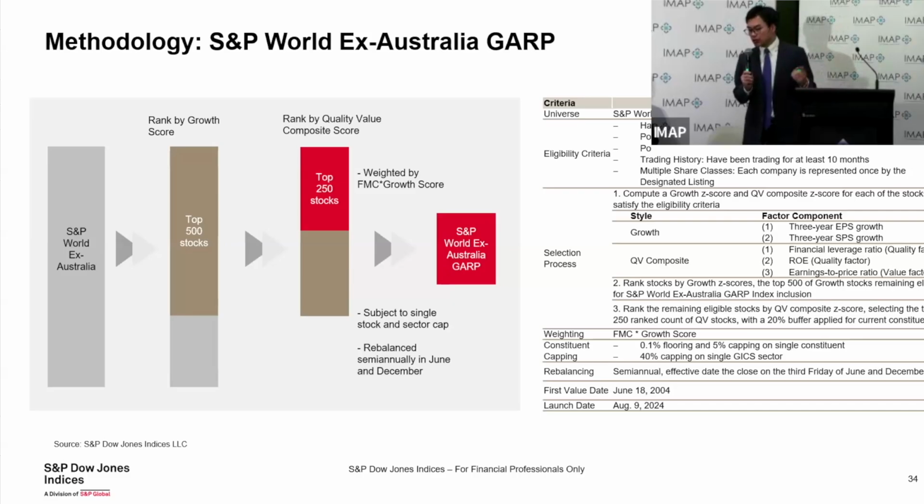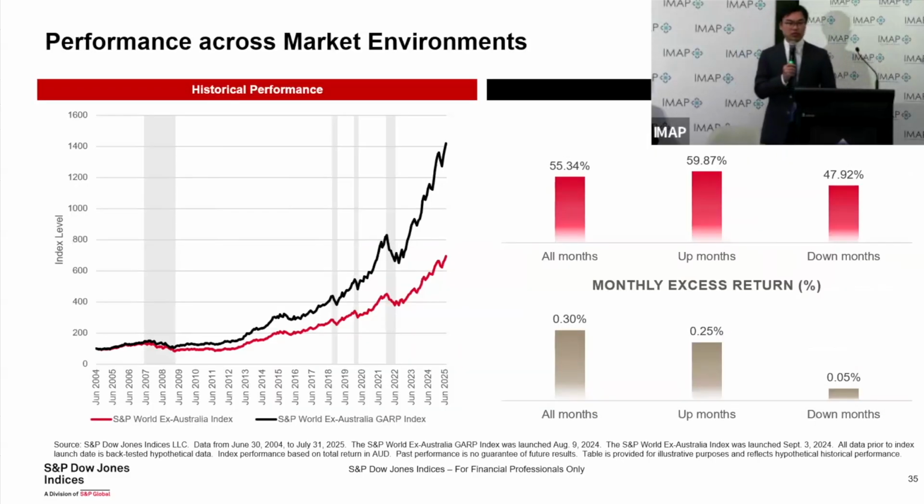The index is rebalanced on a semi-annual basis. So you can see this is a very straightforward, step-by-step index construction. And what it does to the historical performance is that it outperformed the broad benchmark, the S&P World ex Australia, by quite a big margin. If you look at annualized compounded return, we're talking about 2 to 3% per annum of excess returns over the long term. And that comes with about 4 to 6% tracking error, depending on when you look at it. So this gives you a bit of a strategy flavor of the GARP, but in an indexing approach.